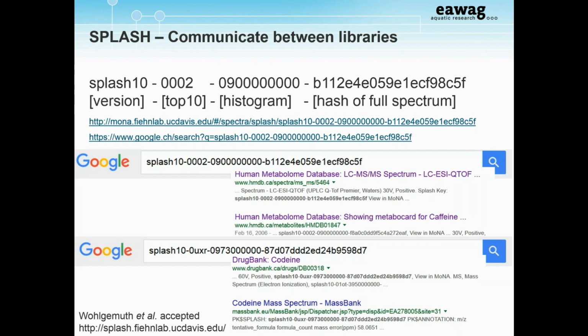I'm not sure if I did mention it, but what you can actually do is chop that code into little pieces and do very rough similarity searches as well. If you take away the hash at the end, you can just search for a SPLASH 10-002-09-0000 whatever, and then you can get to very general similar spectra. I find it really interesting. Okay, that sounds really interesting and something that I personally would like to try as well at some point.